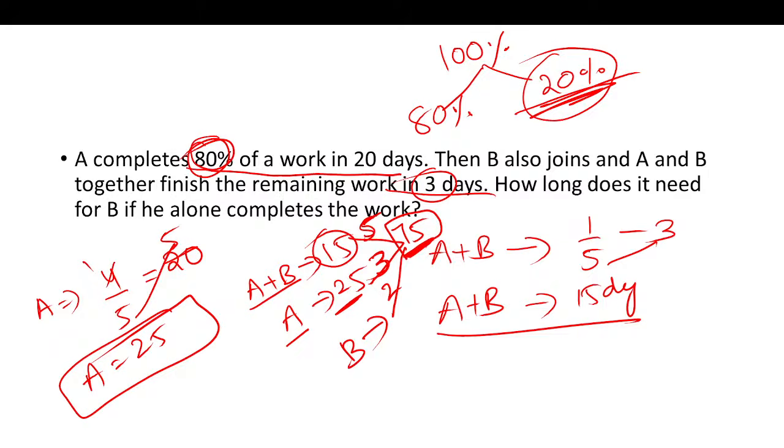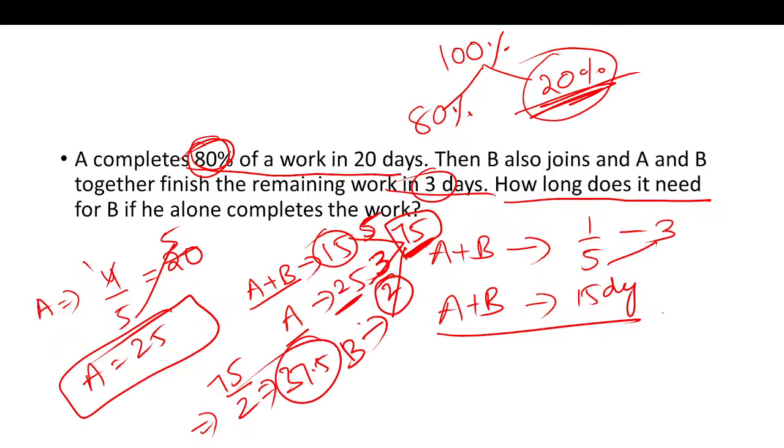Okay. So what is the question they are asking? How long does it take for B if he alone completes the work? Okay. What is the total work? 75. B has to finish the total work. What is the work per day? 2 chocolates. So how much time will he take? 37.5. How many days is B alone taking? 37.5 days to finish the total work.